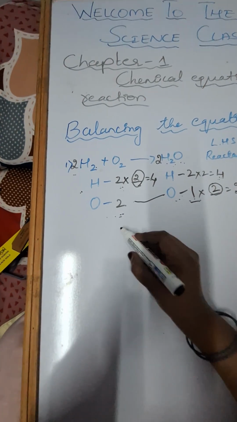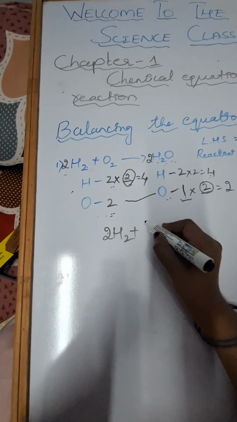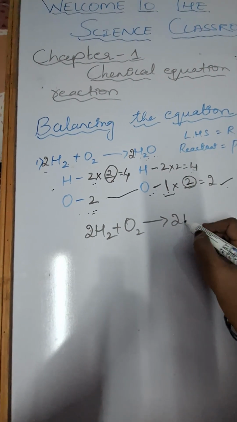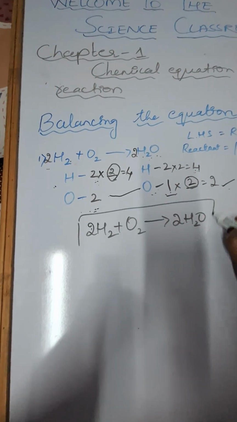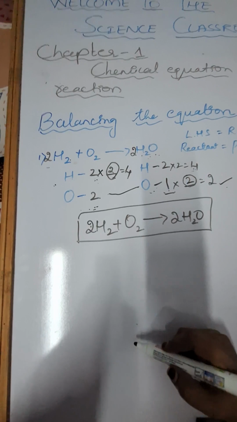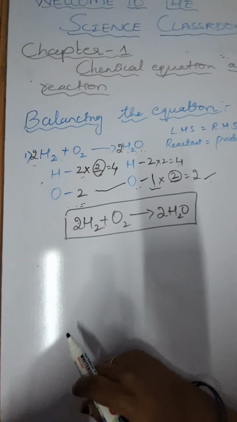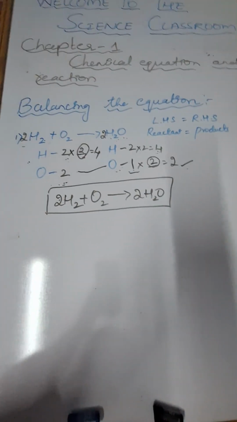Hence, our equation will be 2H2 plus O2 will give you 2H2O. This is the answer. This is how we can balance the chemical equation. Let's move on to one more example without wasting much time.